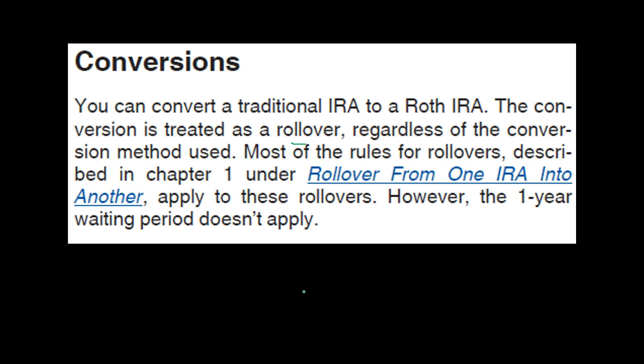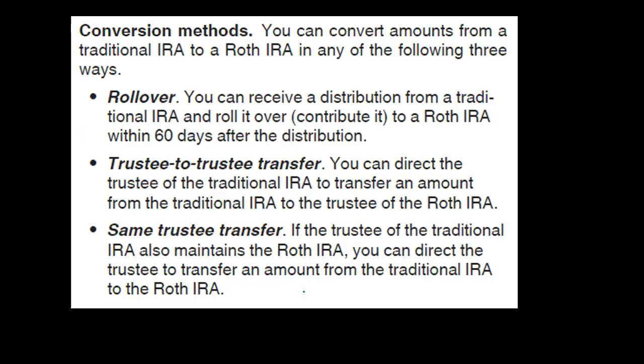Back to the text. However, the 1-year waiting period doesn't apply. Conversion methods. You can convert amounts from a traditional IRA to a Roth IRA in any of the following 3 ways.